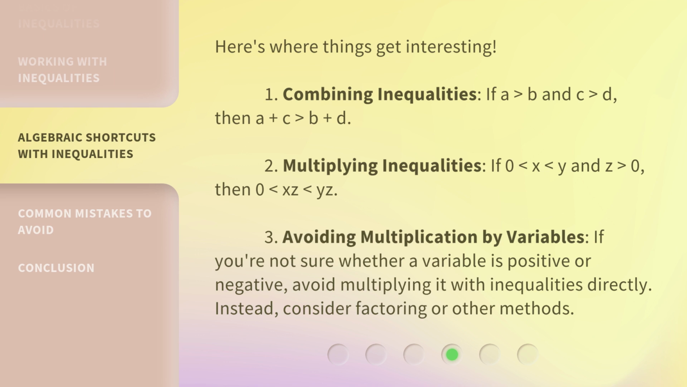3. Avoiding multiplication by variables. If you're not sure whether a variable is positive or negative, avoid multiplying it with inequalities directly. Instead, consider factoring or other methods.